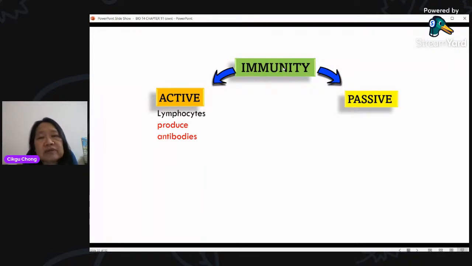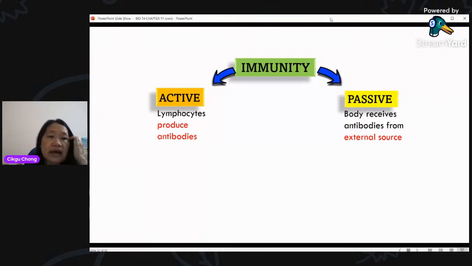For passive, it's the exact opposite. Passive immunity means that you are not making it. Your body does not produce the antibody. The antibody is there, but you get it from somewhere else, not from inside your body. In other words, the body receives the antibodies from an external source. You did not produce the antibody yourself.